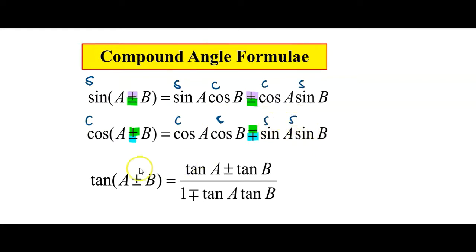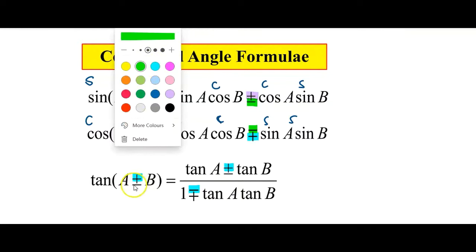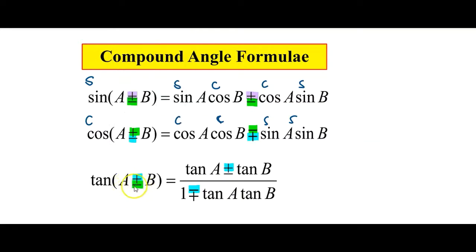And then the tangent (A plus minus B), we just need to be careful on the sign. The sign positive here has to be positive, and down here has to be negative. If let's say you have a negative sign, A minus B, then you will have tangent A minus tangent B over 1 plus tangent A tangent B. This is the formula that we need to know.